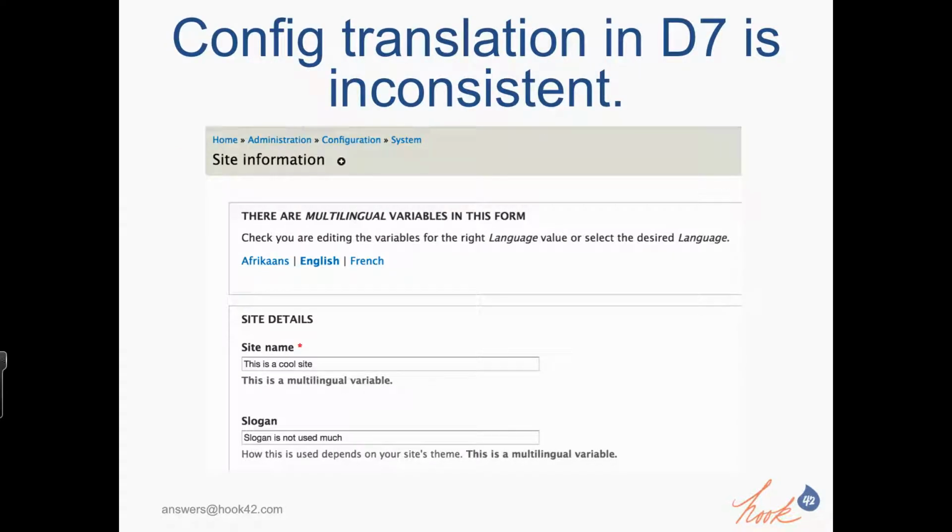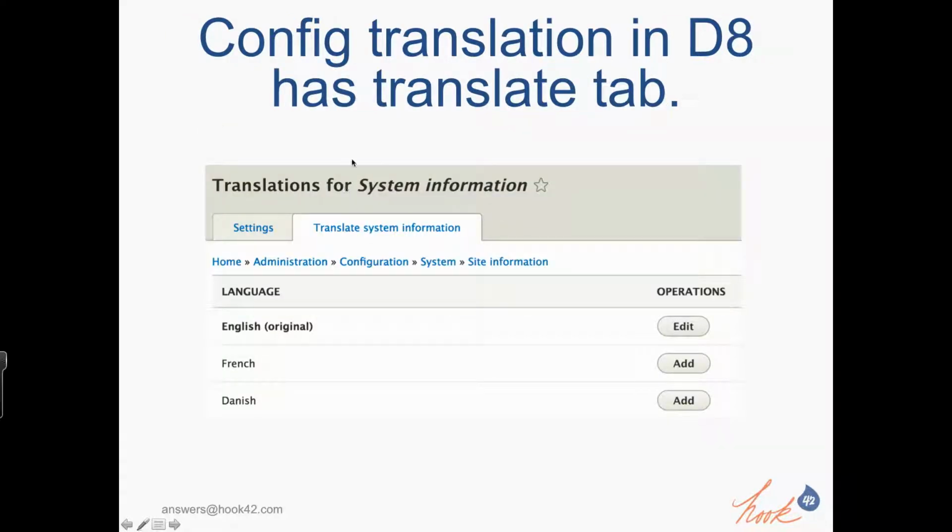So config translation in D7 is super inconsistent. So you can see there's multilingual variables in this form, and you click here, but the rest of the site has translate tabs normally. And in Drupal 8, actually everything has this wonderful, easy to see tab if you need to translate content. So you'd be on an edit screen. This one is config translation, but this looks like every other place where I'm trying to translate content or trying to translate the interface.